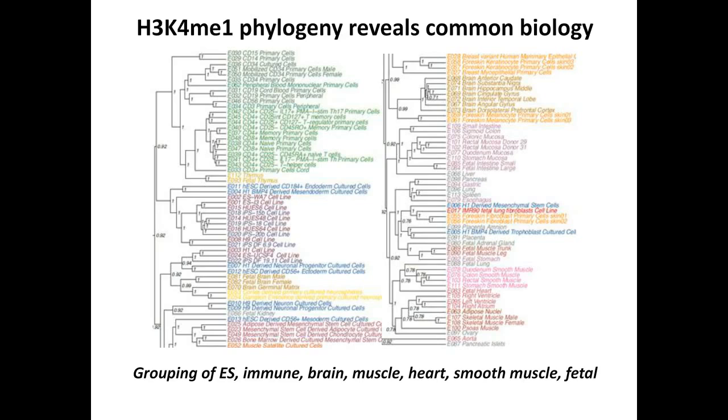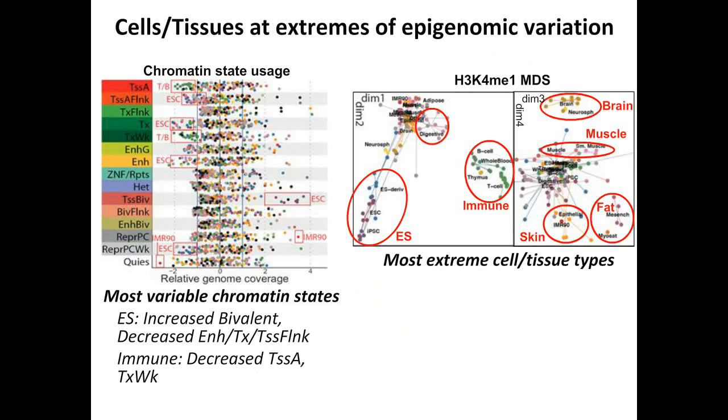For example, you can see that immune cells are in fact all clustering together, and you can distinguish T cells from B cells. You can also see that brain samples are all clustering together. You can see that induced pluripotent cells are clustering together, as well as embryonic stem cells. And you can also see, for example, that fetal brain here groups with the embryonic stem cells rather than with the adult brain. You can see this clustering, in fact, captures a lot of the common biology of immune, brain, muscle, heart, smooth muscle, and fetal tissues.